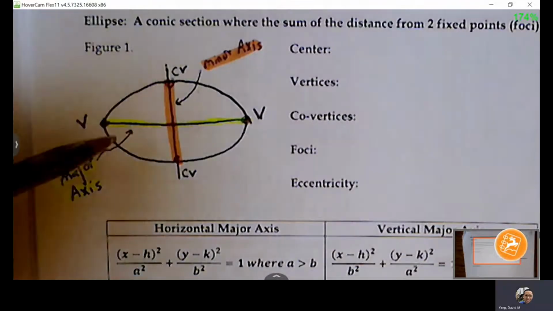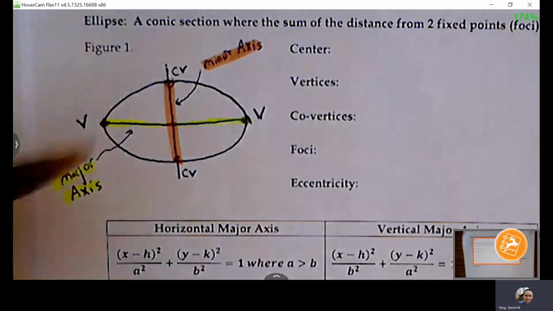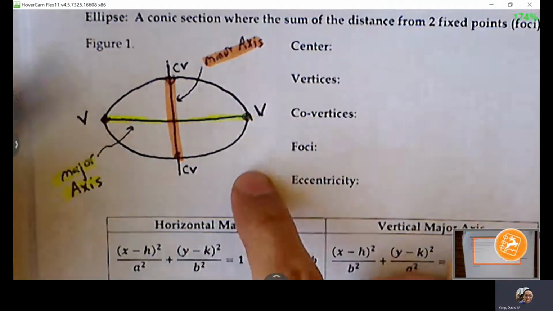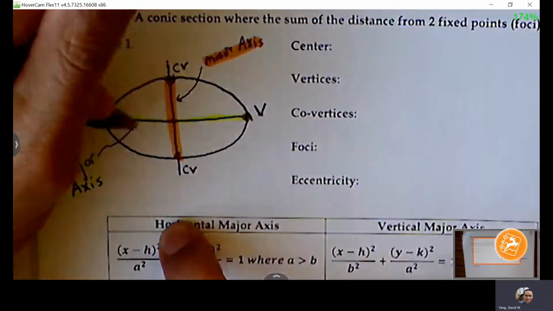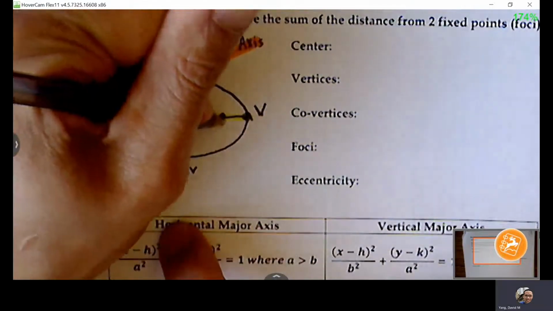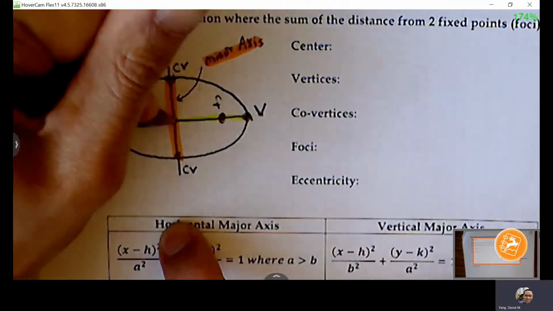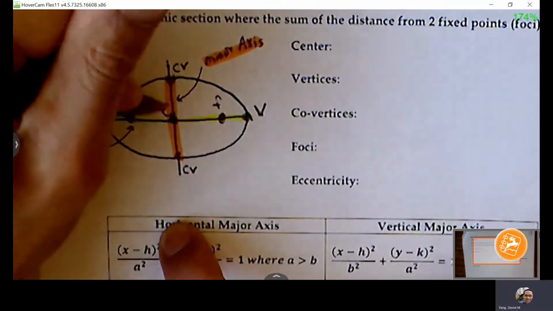Okay, we also have focus, but now we've seen focus in the parabola. It's outside the parabola. Here, focus is going to be inside the ellipse, so it's going to be somewhere here. We can put F for focus, and then the center, we can call it with a C.